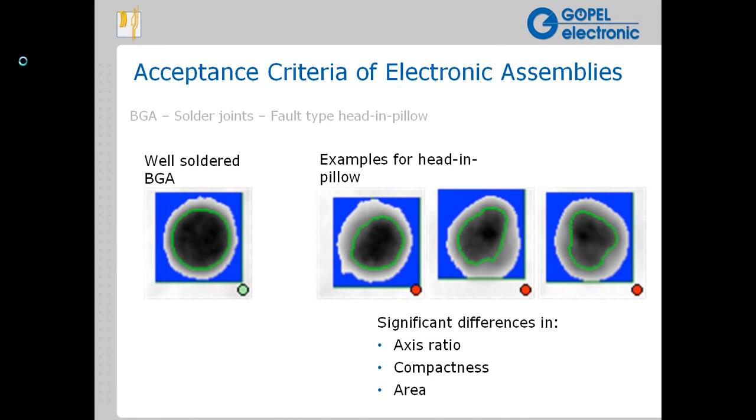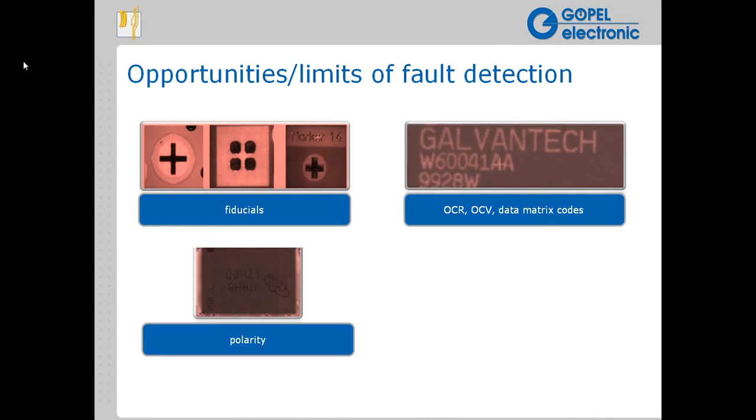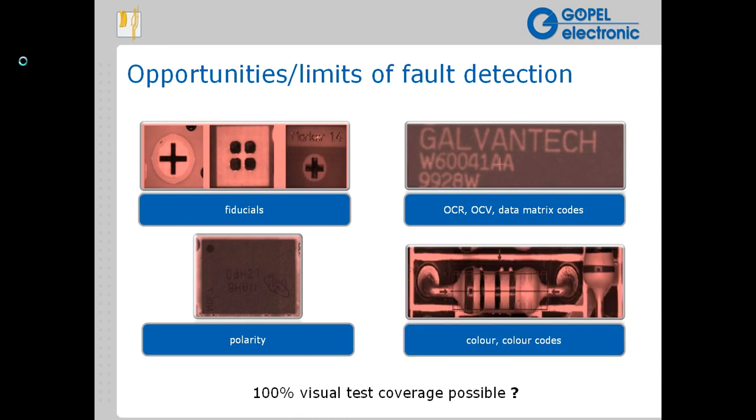OCR, OCV, data matrix codes, just reading codes on a device, of course, is not possible with X-ray. So again, combining AOI capabilities within an X-ray system is very powerful and rounds out the capabilities of the overall system. In addition, polarity marks are not usually detectable with X-ray, so AOI helps there. And colors or color coding is not detectable with X-ray. So having a very accurate colored AOI capability rounds out the overall solution in that area as well.